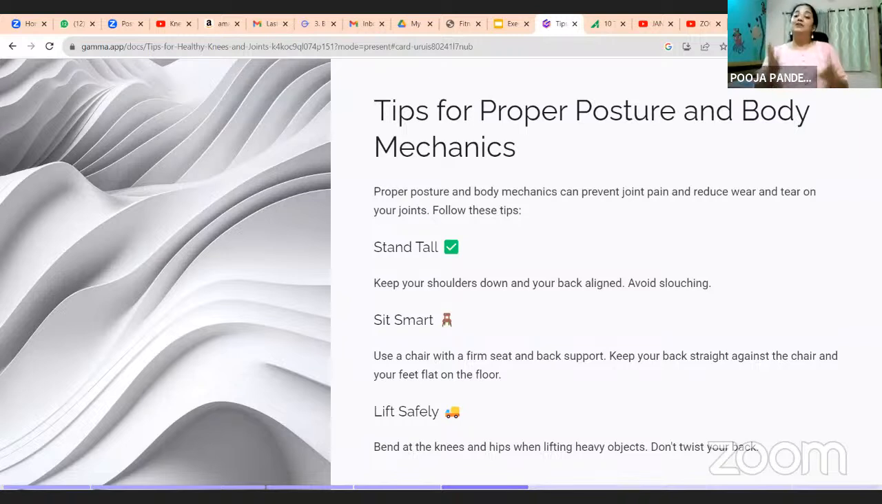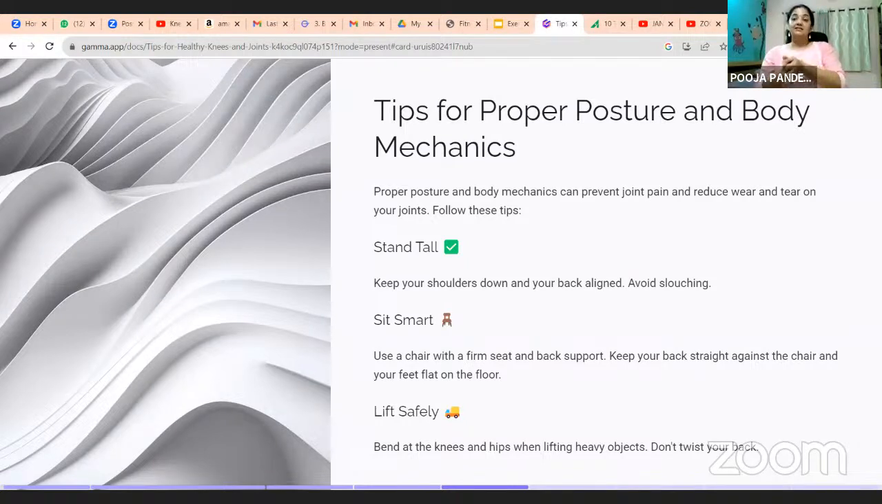Second thing is, when you are lifting something from down, don't bend your back and go down. Make sure that you bend your knee, go all the way down to squat, lift the weight and bring it up. So don't do this. Instead of this, do this. You need to bend, squat, lift the weight and take it all the way up.